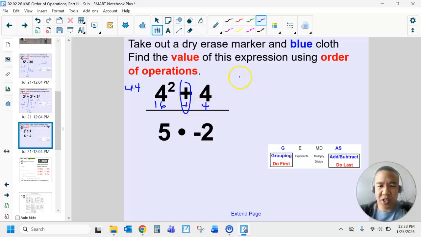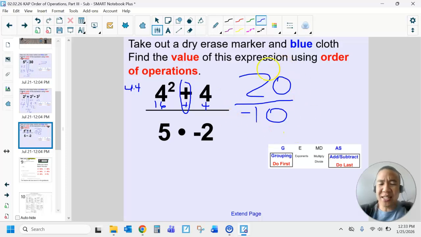What is 16 plus 4? 20. Draw a line underneath it, which means divide. 5 times -2 is -10. So how do you say this as a division problem? 20 divided by -10 is 2. Don't forget, the signs are opposite, so it's -2. Hopefully you got that.